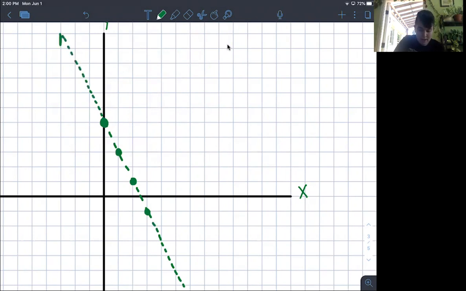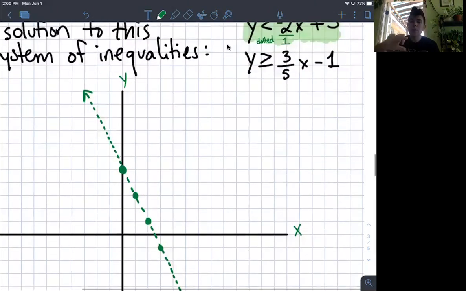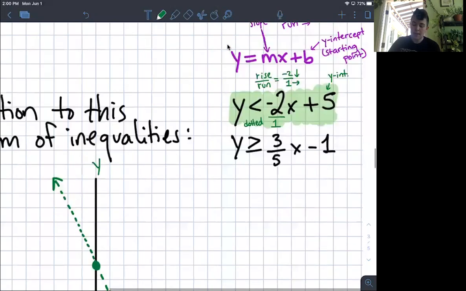You know, it's not bad. Let's go ahead and put some arrows on the end of it so we know. Okay, perfect. Now, the last thing we need to do when we are graphing inequalities is we need to shade, because we're not saying that we are equal to that line. We're saying that we are either greater than or less than that line.